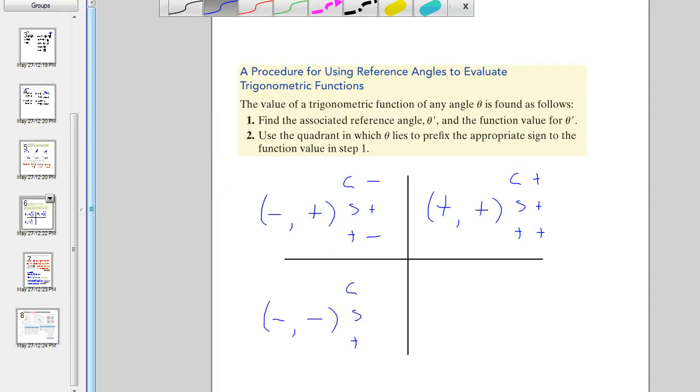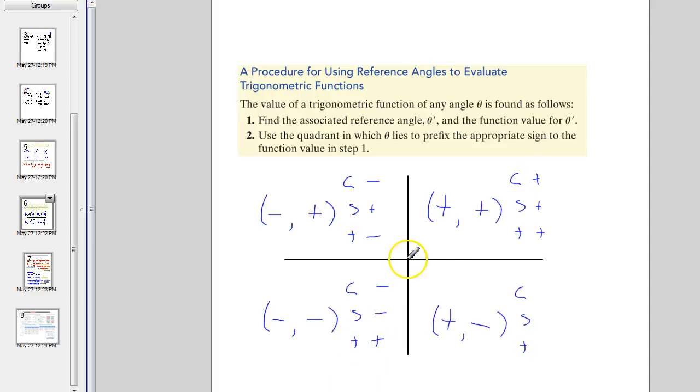Now, quadrant 3. In quadrant 3, we're to the left of the origin and down. So the x-coordinate's negative and the y-coordinate's negative because we go left and down. So that means cosine is negative, sine is negative, but since tangent is sine divided by cosine, a negative divided by a negative is a positive. So now the tangent's positive. And then finally in quadrant 4, we're to the right and down.